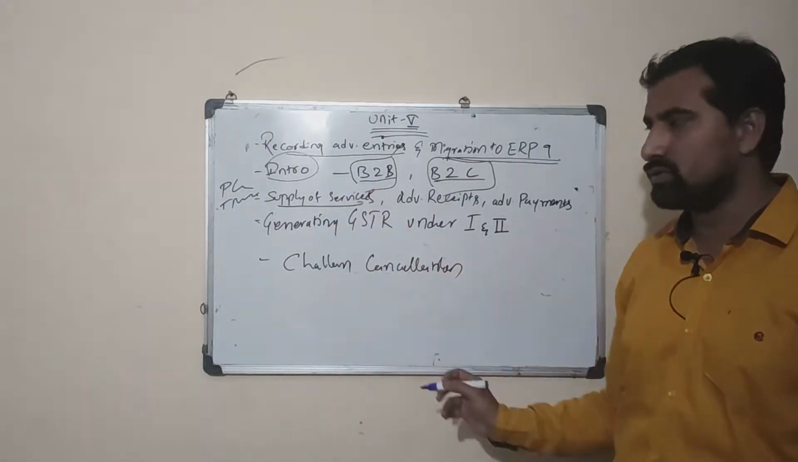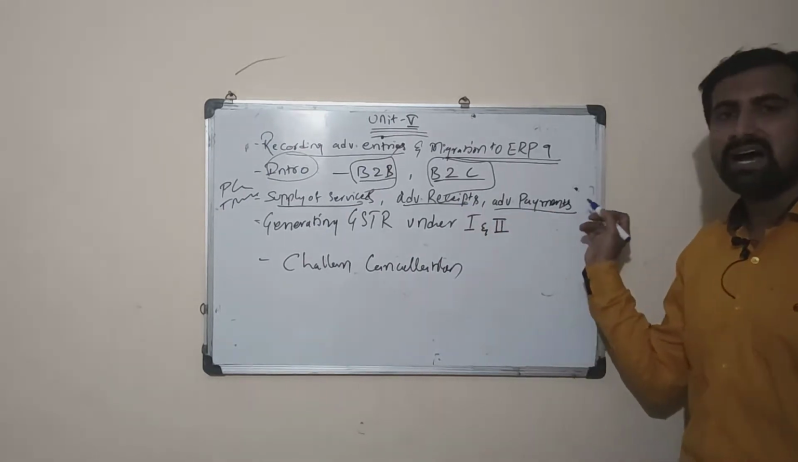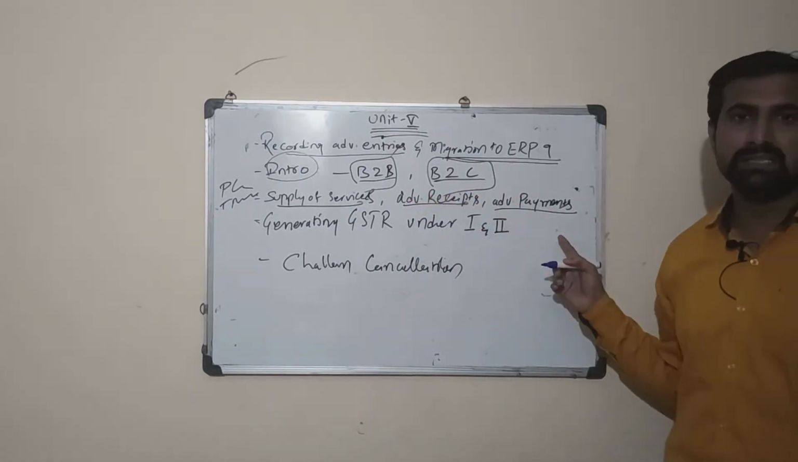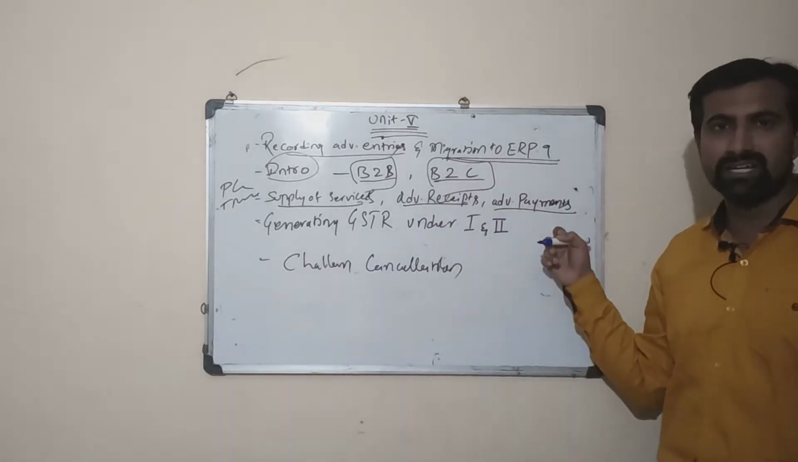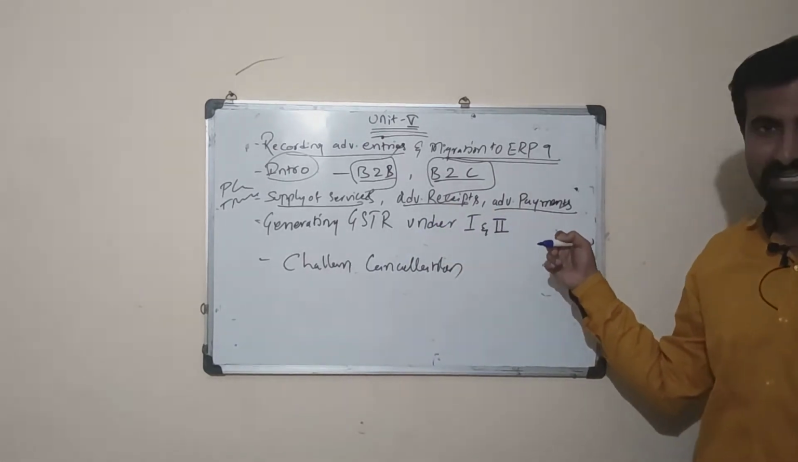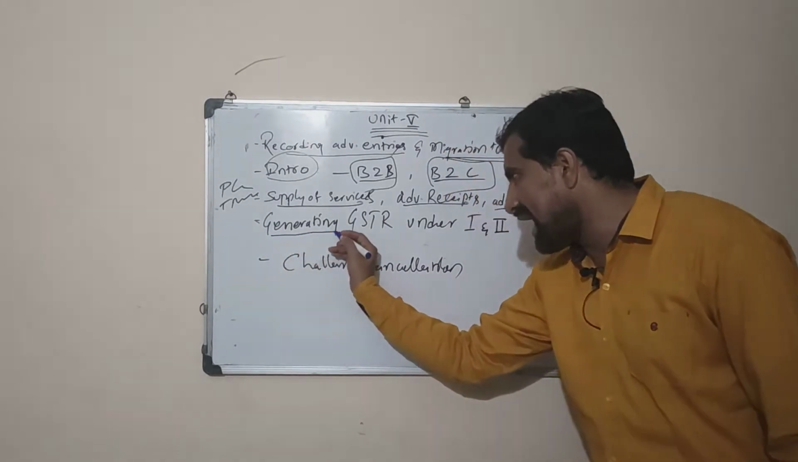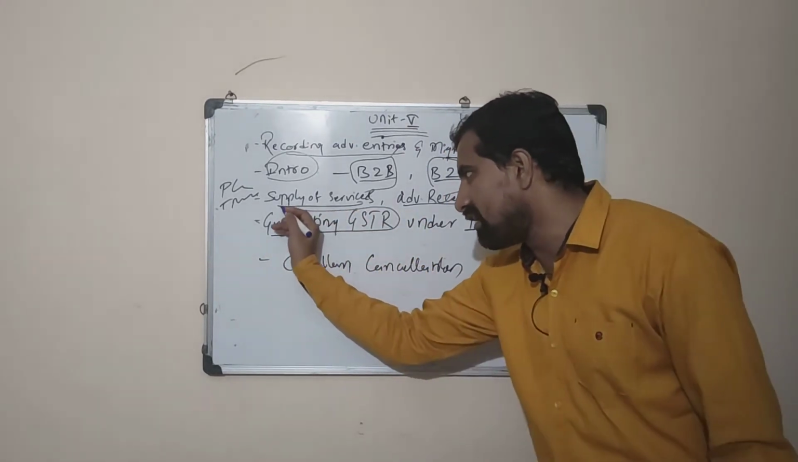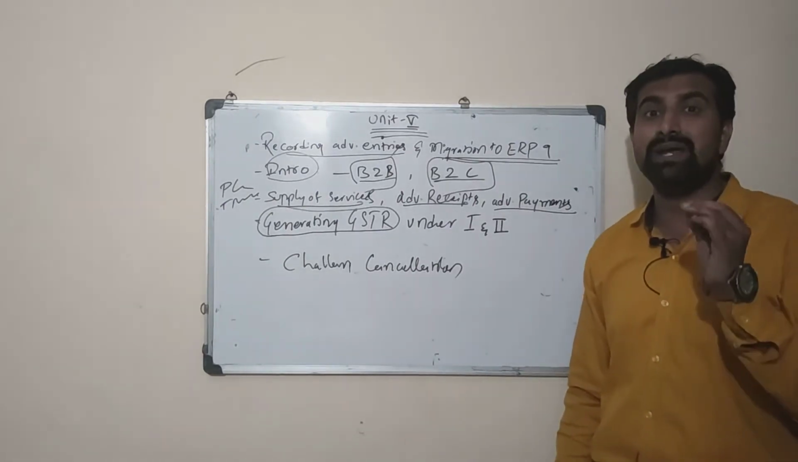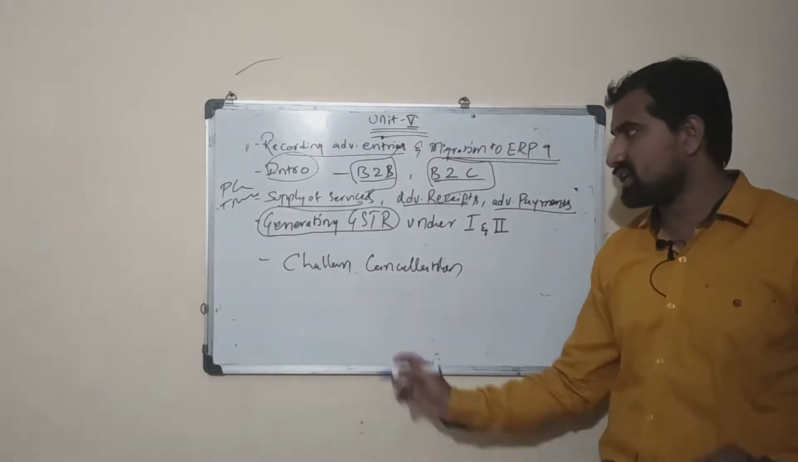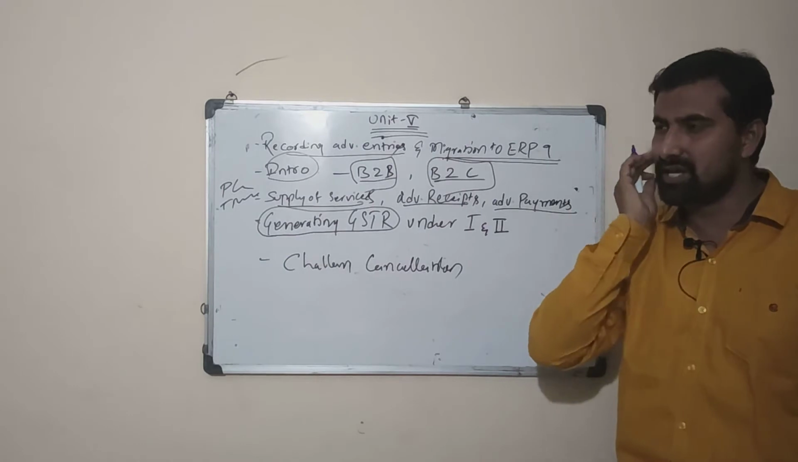The same content will be utilized with advance receipt and advance payment, which we learned in the third unit, describing how the amount is received and how the amount is paid in the advance procedure. Now the conclusion of the GST description: how the amount is treated under GST regarding generation to GSTR.